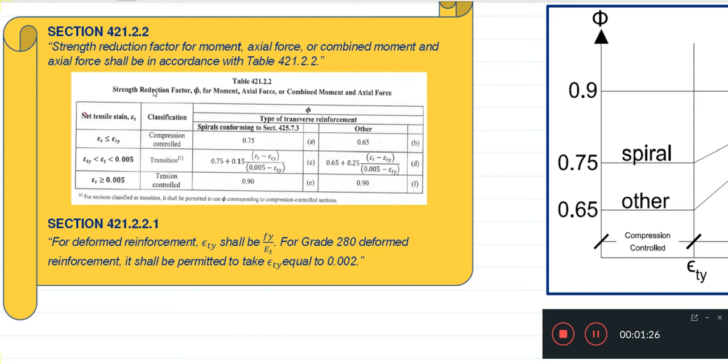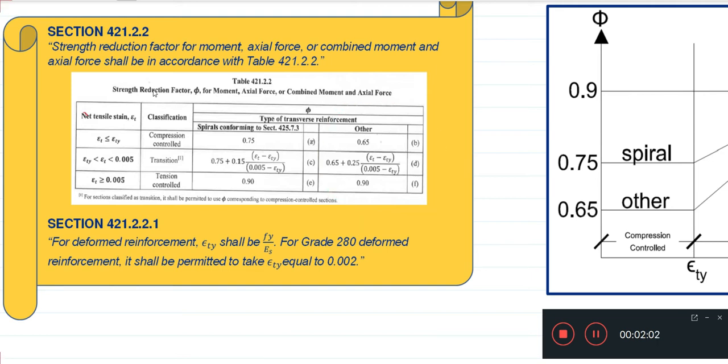Ngayon, ang gagamitin natin dito is yung parts ng others, kasi itong spiral conforming to section 425.7.3 is part of the discussion for the columns. So, yung others kasi na tinutukoy dito is for beams and yung other types ng columns other than the spiral column. So, focus tayo on this part of this table. So, dito lang tayo.